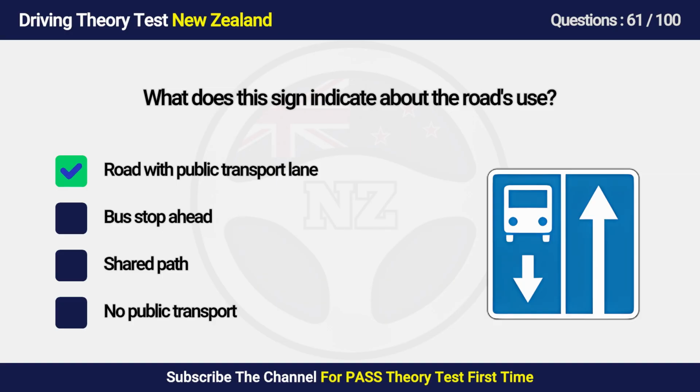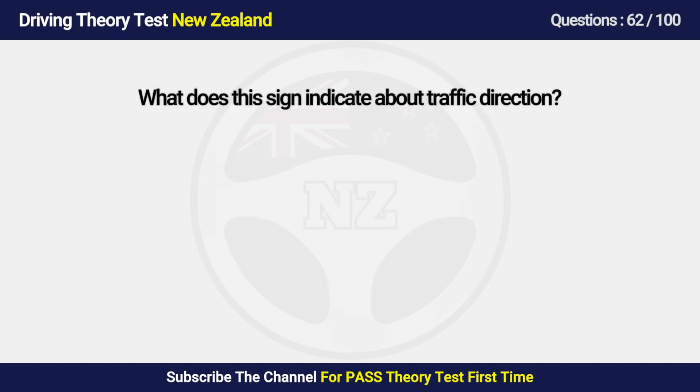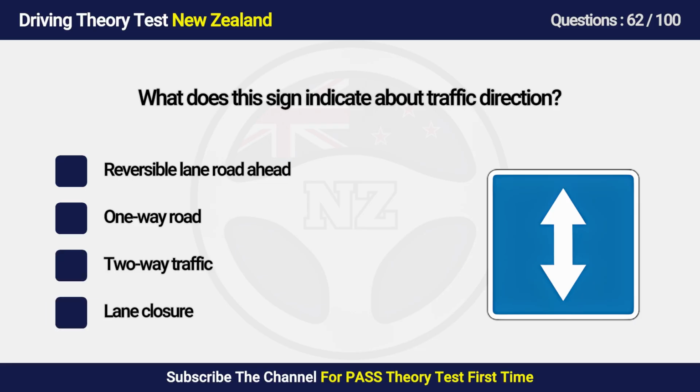Answer is A. Road with public transport lane. This sign indicates a road with a dedicated lane for public transport vehicles, such as buses or trams. Other vehicles may have restricted access or different rules apply. Question 62. What does this sign indicate about traffic direction?